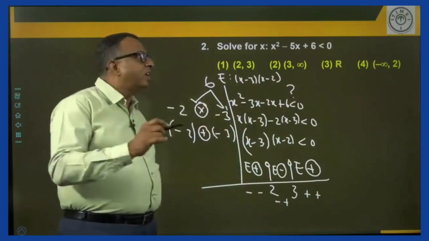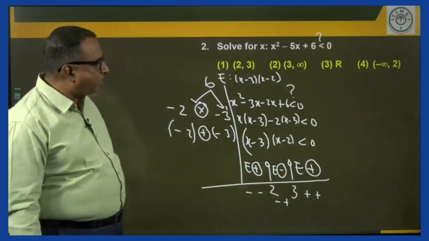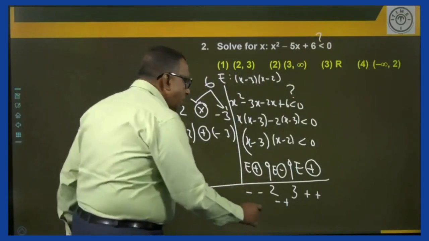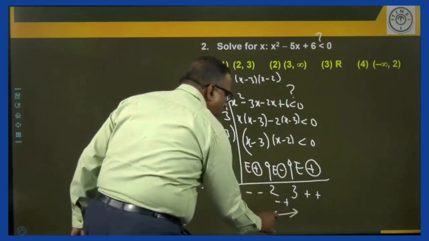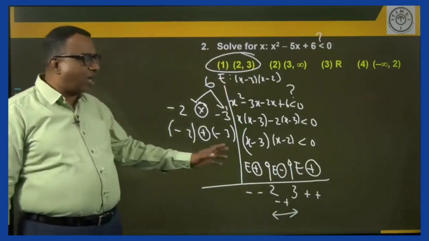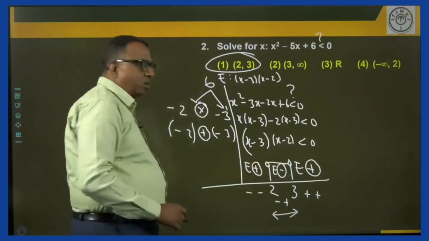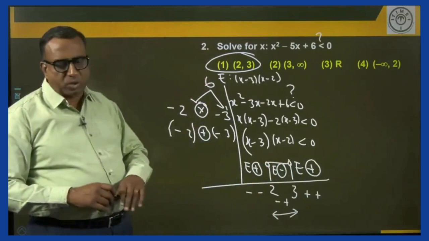What do you want? You want the expression to be less than 0. Less than 0 means it should be negative. That means all numbers from 2 to 3 will be the solution. So, question number 2, choice 1 will be the answer. All real numbers from 2 to 3. When x is between 2 and 3, the expression is going to be negative.